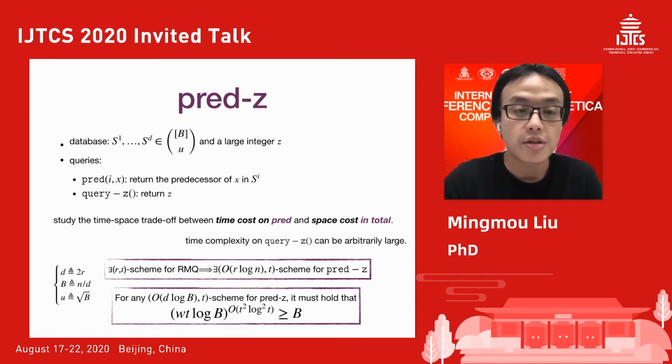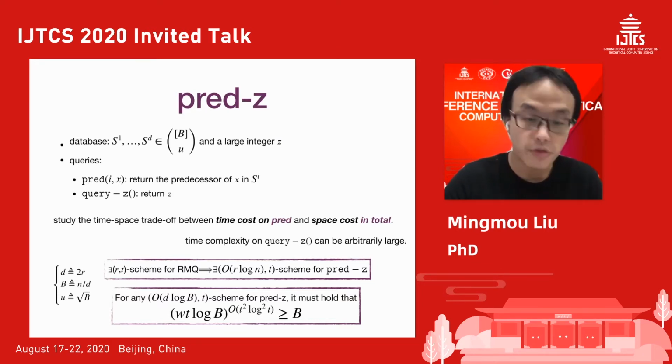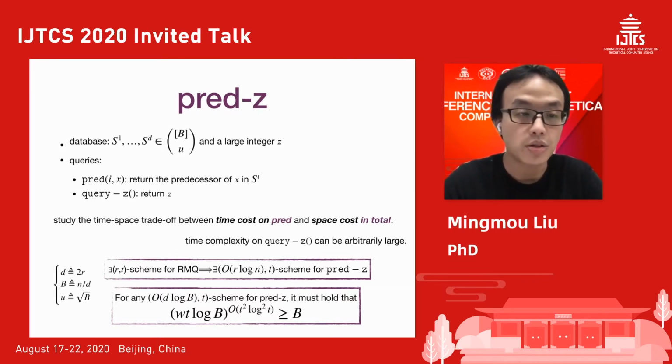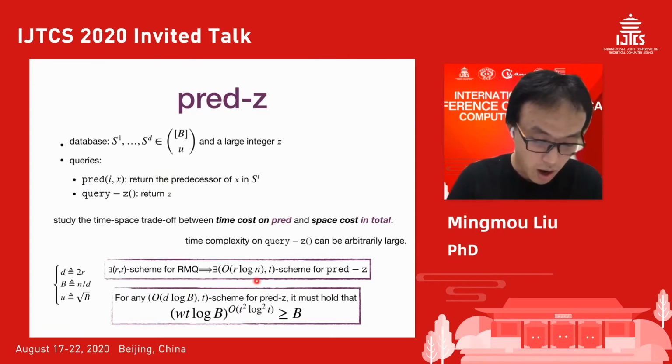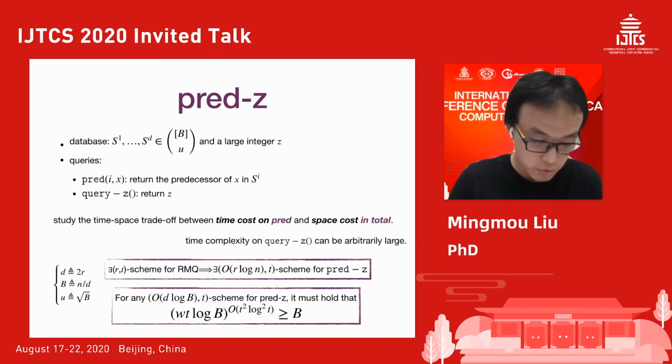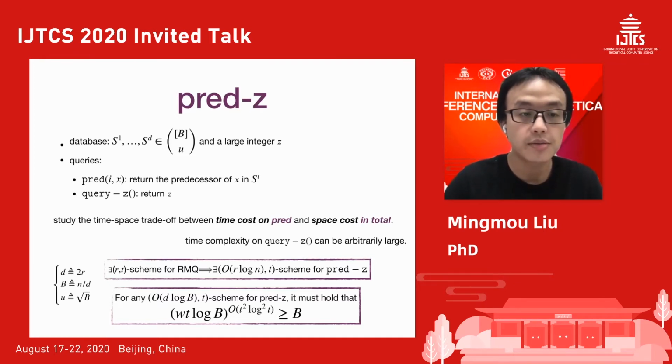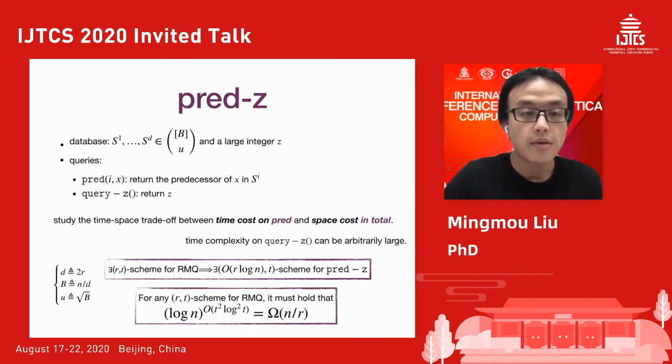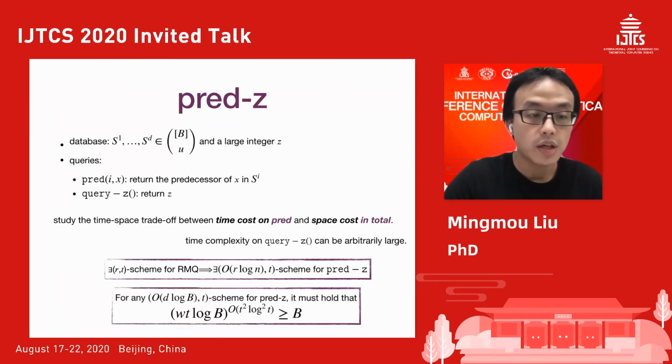By properly choosing the parameters, we show that if there exists a data structure for RMQ using R bits of redundancy and T time, then there exists a data structure for pretty Z using O(R log N) bits of redundancy and T time. We prove this lower bound for pretty Z. By our settings, the lower bound for pretty Z implies the desired lower bound for RMQ. So it suffices to show this lower bound for pretty Z.